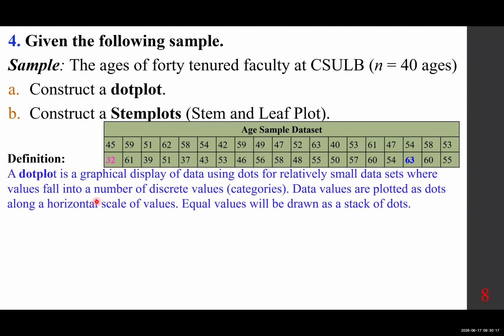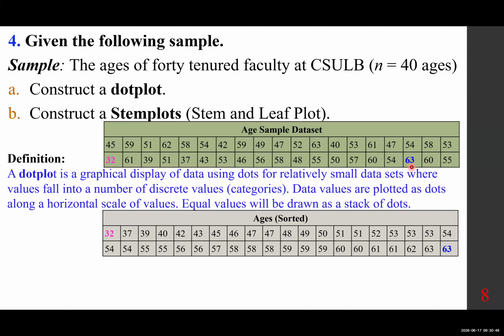The very first thing we do is go back to the data and arrange it from smallest to largest. Clearly, the smallest value is 32, the largest is 63. So rank them, sort them. That's the first thing we must do. So the smallest is 32, and the largest is 63.